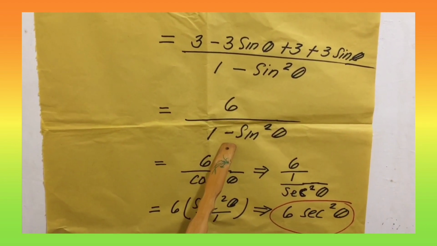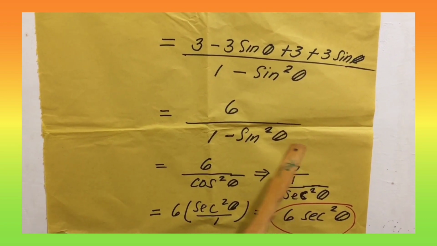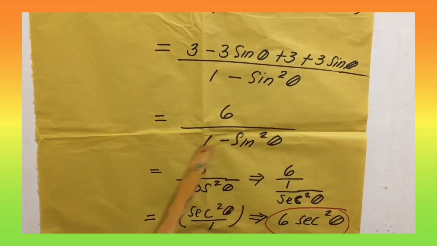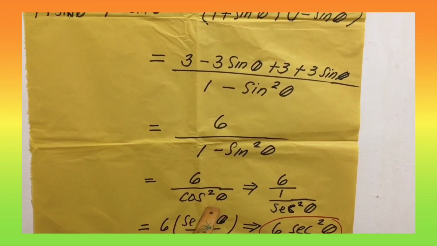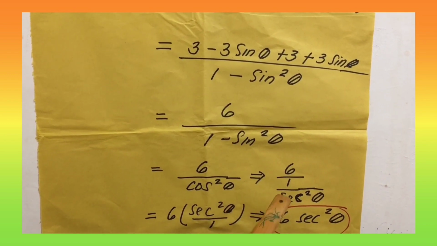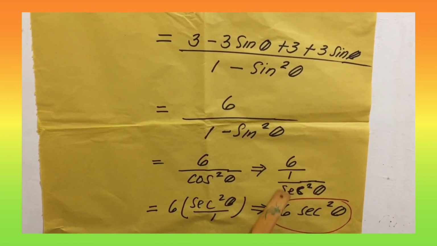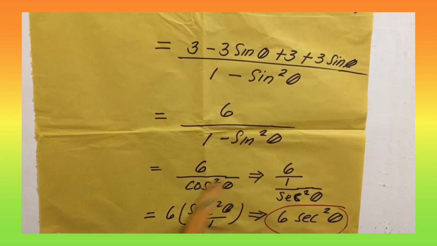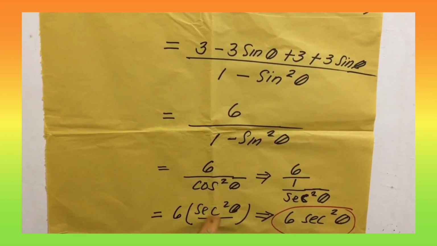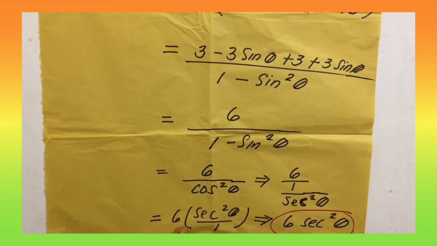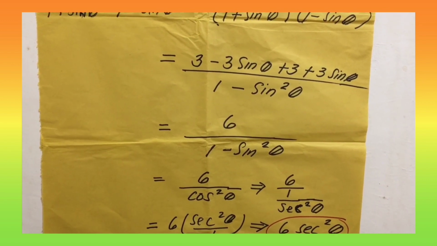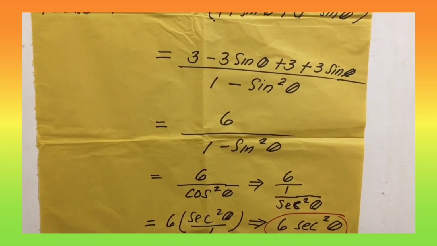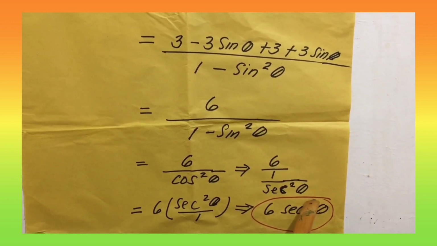Over, copy the denominator. And then we have 6 over 1 minus sine squared theta. Remember, this will be equivalent to cos squared theta. And then we have here 6 over cos squared theta. Then the reciprocal of that becomes 6 times secant squared theta over 1. Then we're going to multiply 6 times secant squared theta equals 6 secant squared theta over 1. So this will be our final answer, 6 secant squared theta.